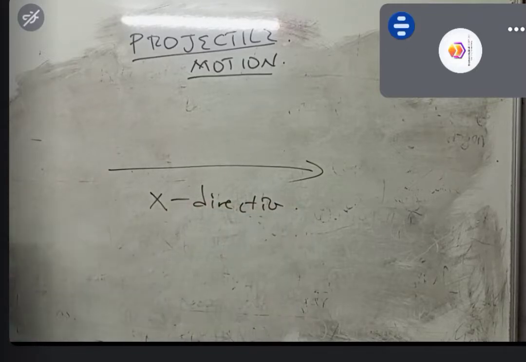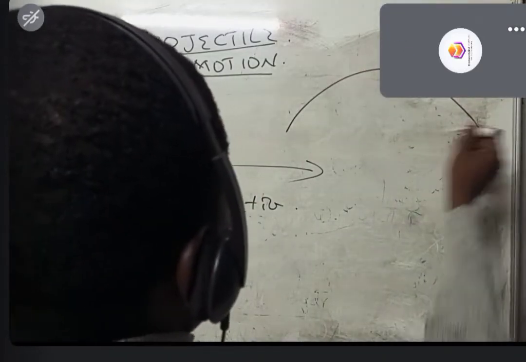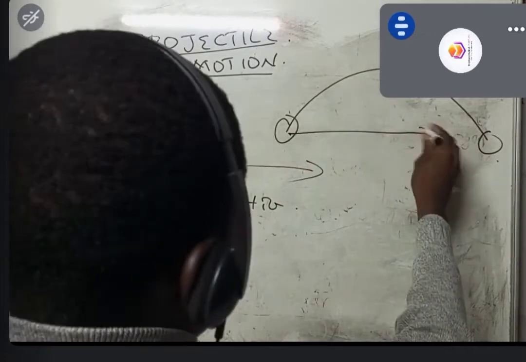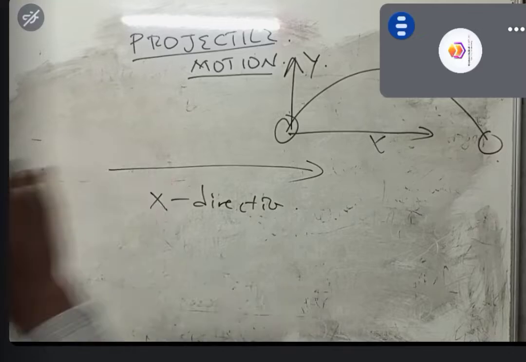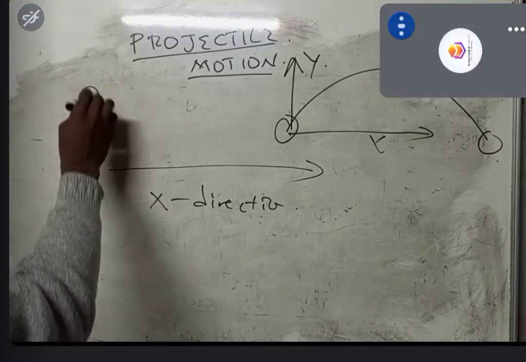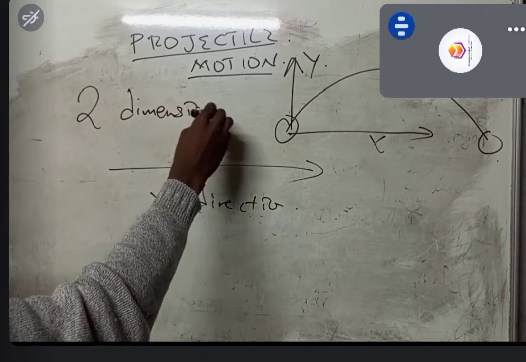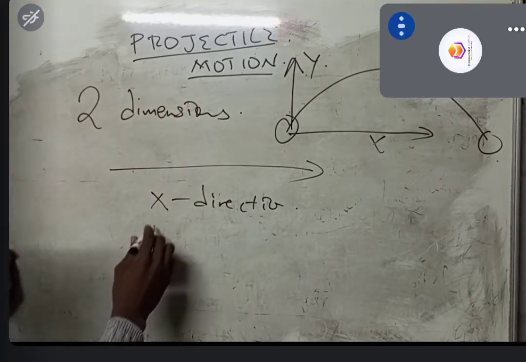Now, when you talk about projectile motion, you're trying to notice that the object is moving both in the X as well as what? In the Y. So that's why we call projectile motion two-dimensional. It's motion in two dimensions. That's the only difference from linear motion.